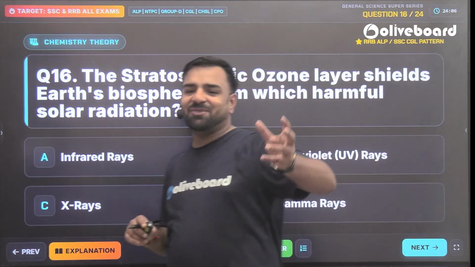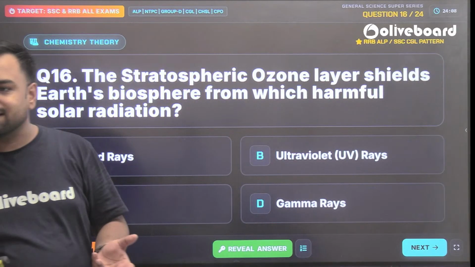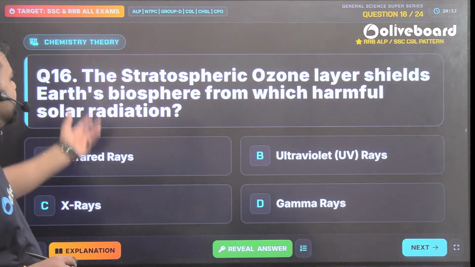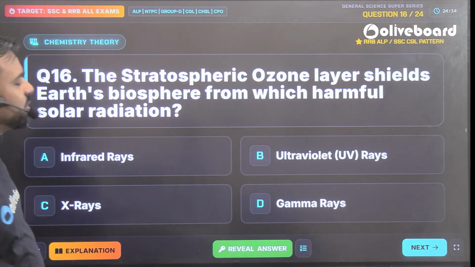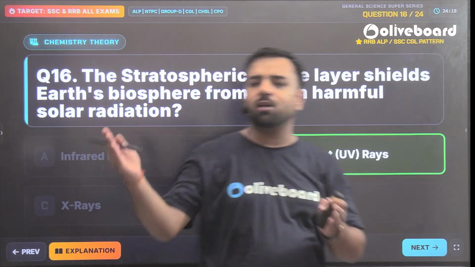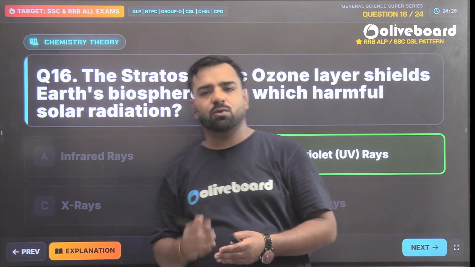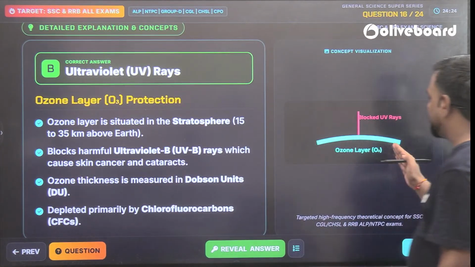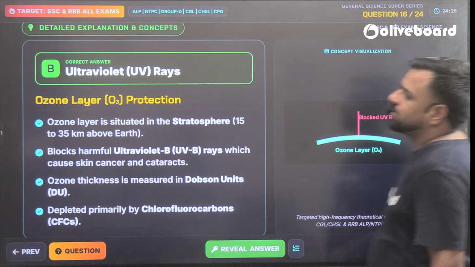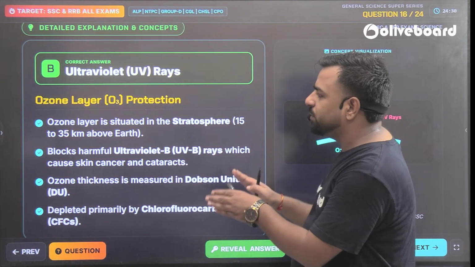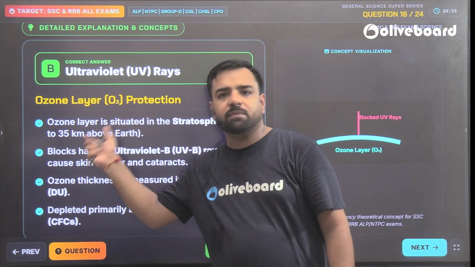This is the way questions can be framed in the CGL examination. Here, the stratospheric ozone layer shields the Earth's biosphere from which harmful solar radiation? Obviously guys, you are correct. All of you are correct. Official Harry, Shubham, Manoj, salute to you guys. This is the ozone layer that is blocking the UV rays. The ozone layer is situated in the stratosphere, that is 15 to 35 kilometers above the Earth. Do we need to remember this kilometer range?